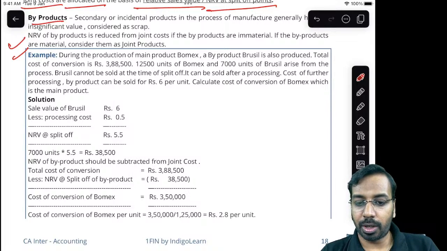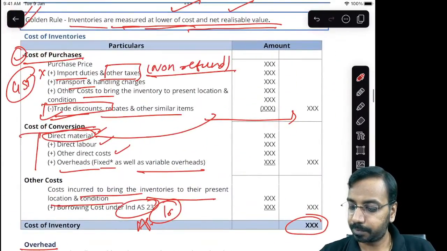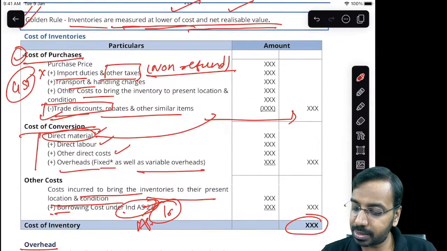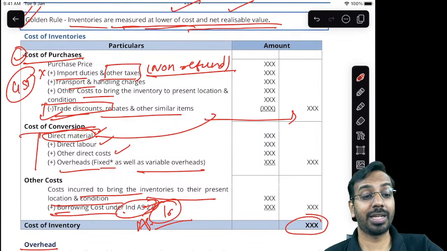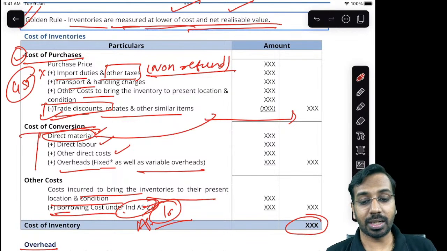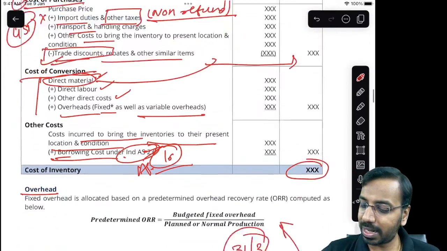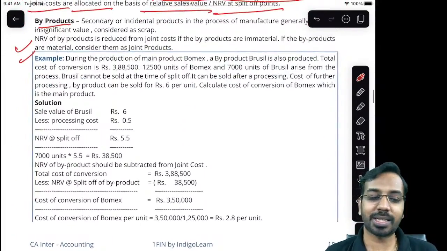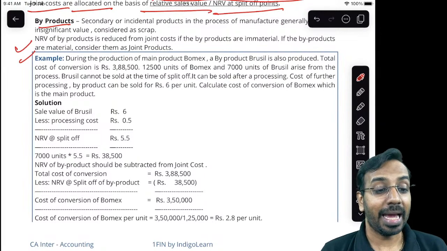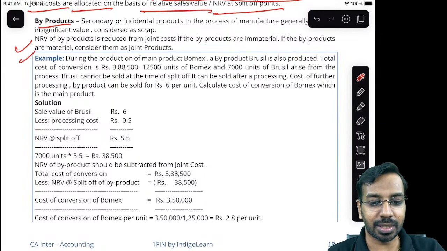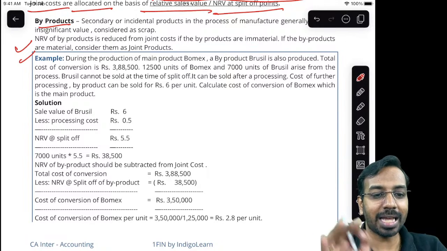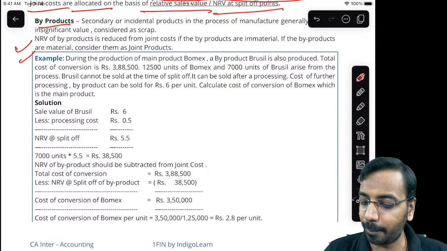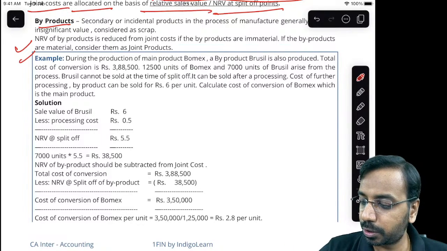Any interest or other borrowing cost, to include or not to include? If it is a borrowing cost and a qualifying asset as per Accounting Standard 16, you should include it. But at the CA Inter level, and in fact at the CA Final level too, I don't expect such advanced questions being tested. Even if they test that question, they will mention that this is a qualifying asset as per Accounting Standard 16. Okay, so let's look at this question.